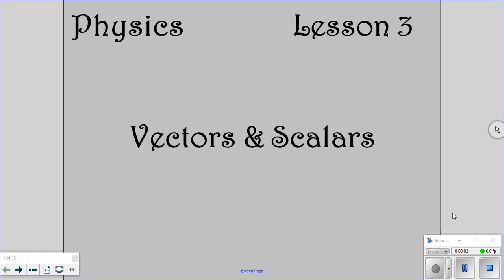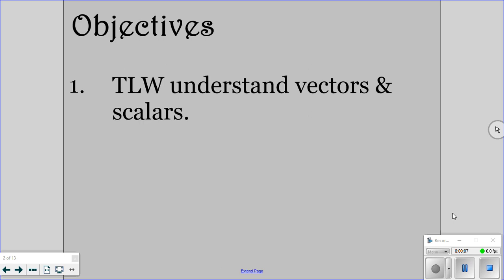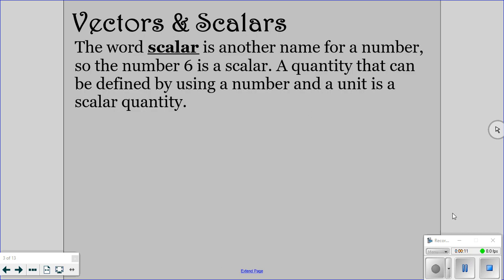All right, so today we're looking at lesson 3, vectors and scalars. Hopefully after the lesson you'll understand vectors and scalars. The word scalar is another name for a number. So the number 6 is a scalar. A quantity that is defined by using a number and a unit is a scalar quantity. So 6 miles is scalar.